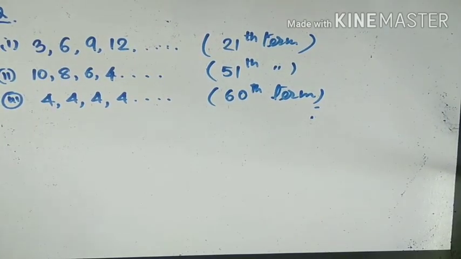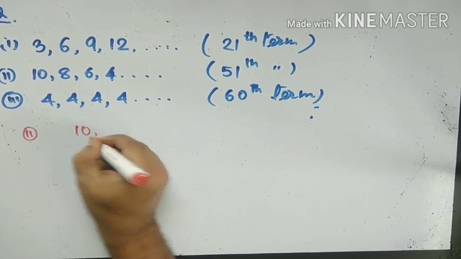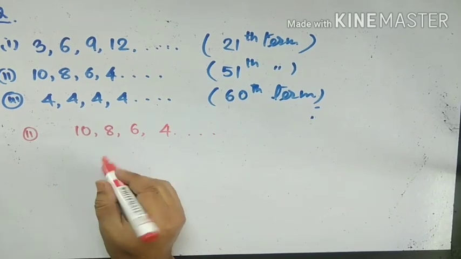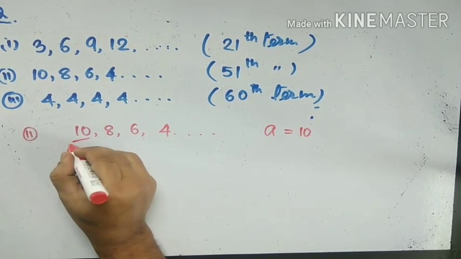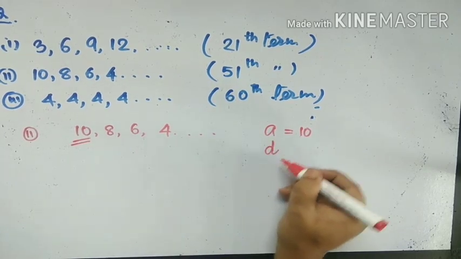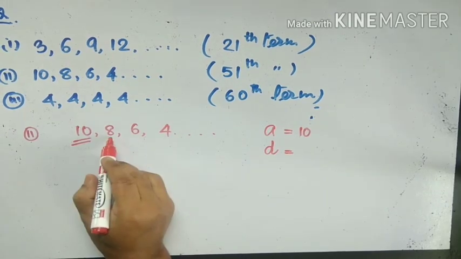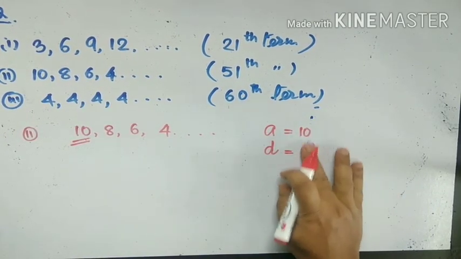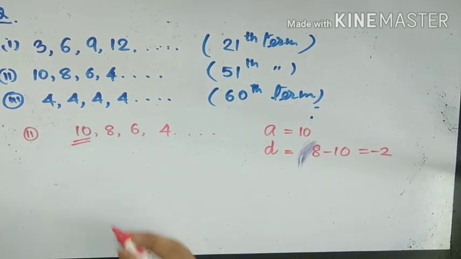So here given 10, 8, 10, 8, 6, 4. Now it is decreasing. So here A will be 10. That means the first term is 10. And D, since it is decreasing, D will be negative. So suppose 10 minus 8. So 8 minus 10, it will be negative 2.